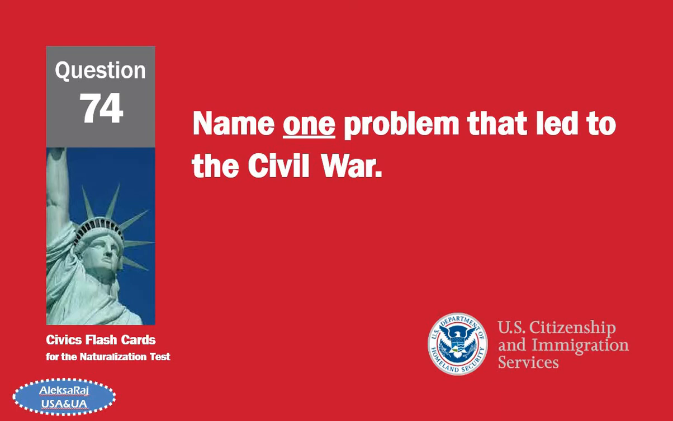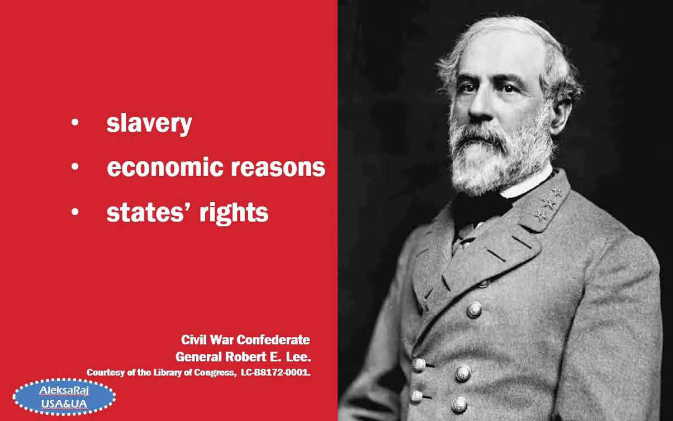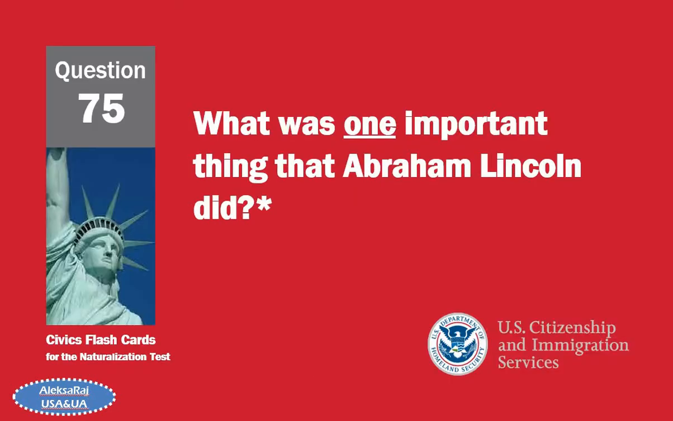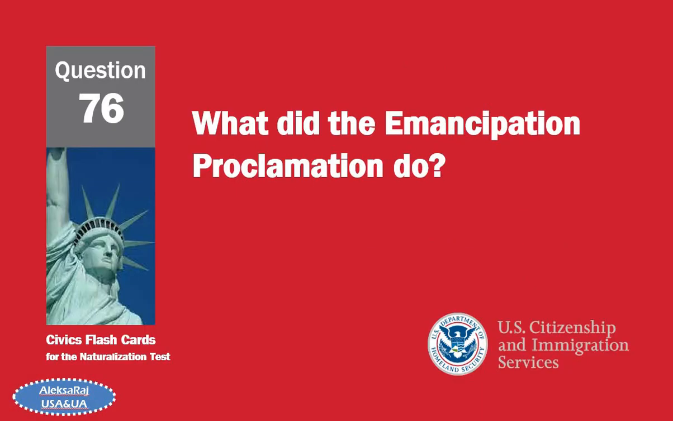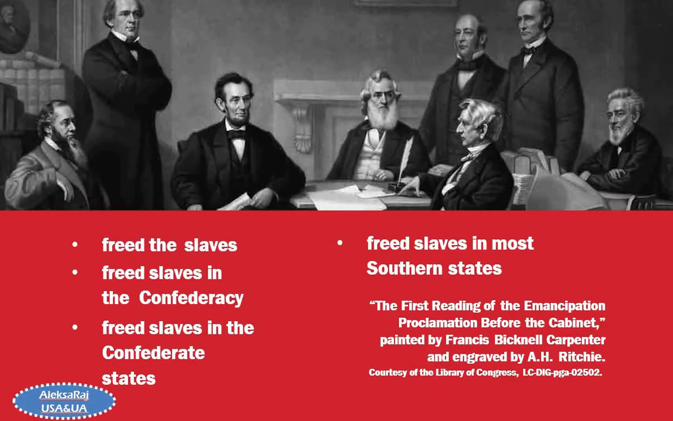Name one problem that led to the Civil War. Slavery, economic reasons, states' rights. What was one important thing that Abraham Lincoln did? Freed the slaves, Emancipation Proclamation, saved or preserved the Union, led the United States during the Civil War. What did the Emancipation Proclamation do? Freed the slaves, freed slaves in the Confederacy, freed slaves in the Confederate States, freed slaves in most southern states.